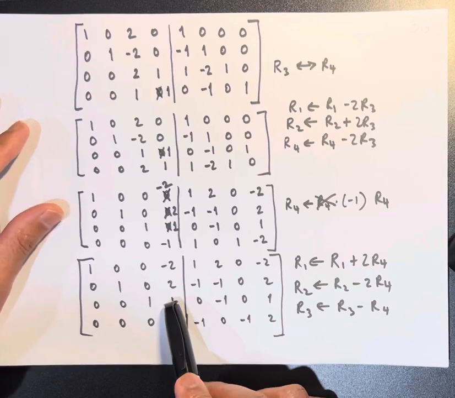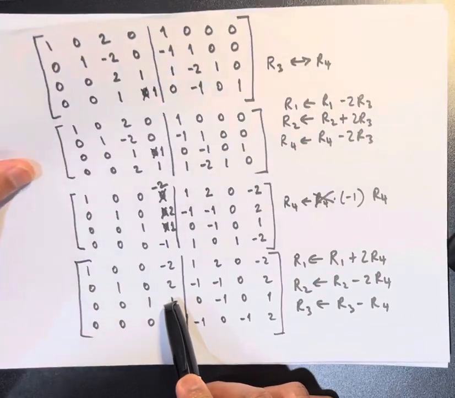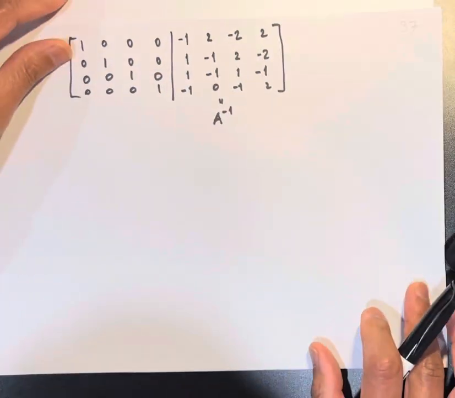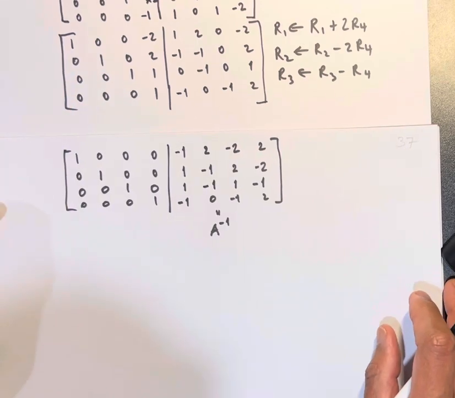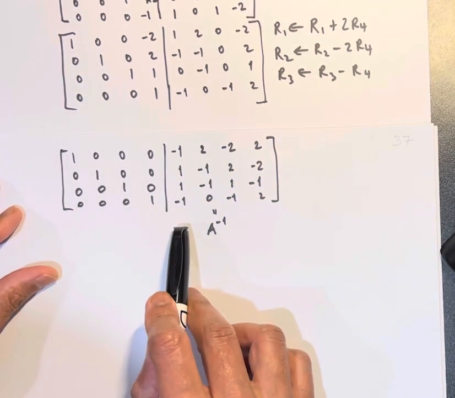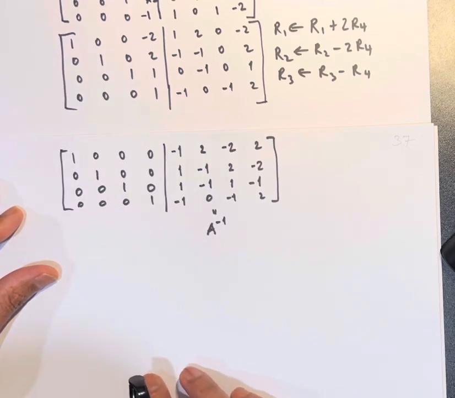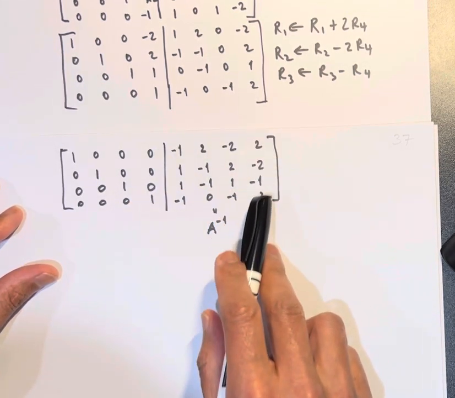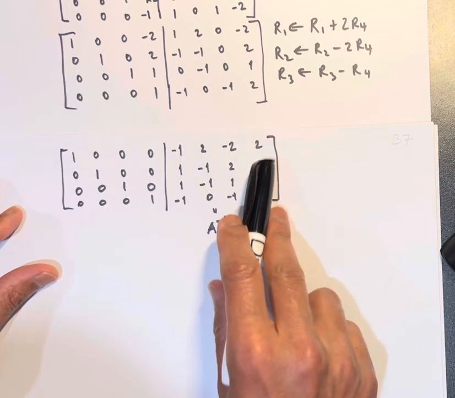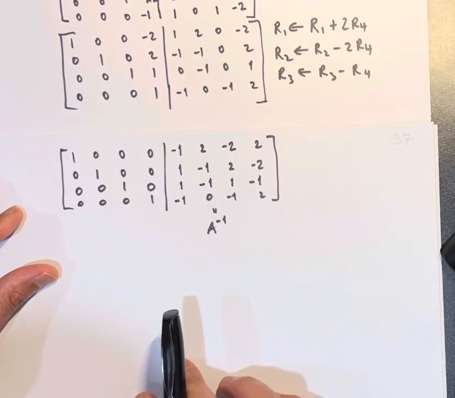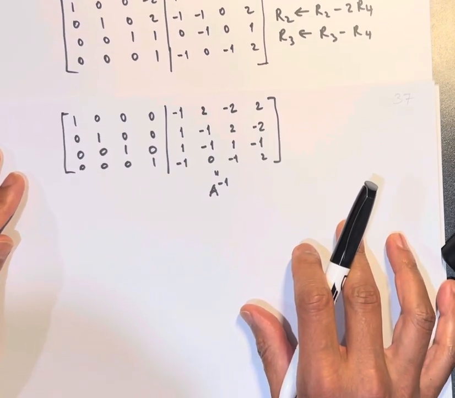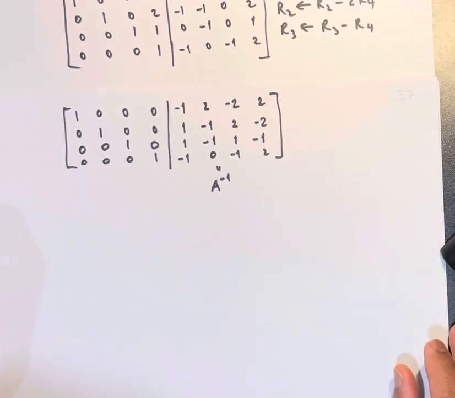Okay, and then we do that, and after doing all those steps, you get this guy. So the identity matrix has been pushed to the left, and then we got A inverse here. Now how do we know that this is actually A inverse or not? Then the best way is to actually go through the math yourself.